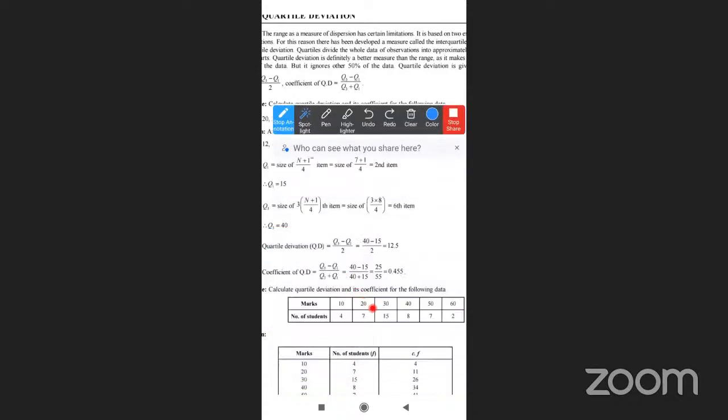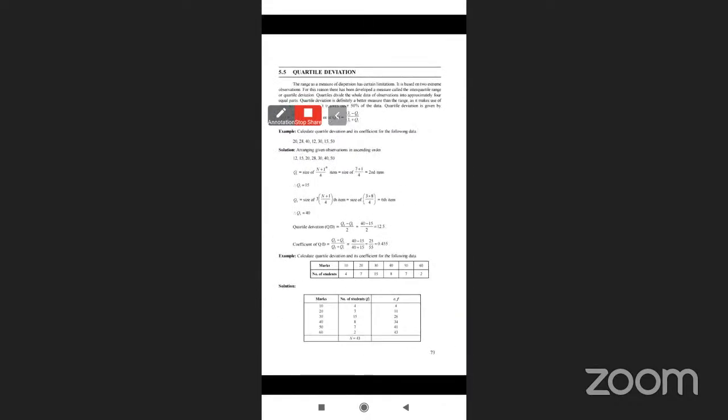Now coming to discrete frequency distribution: calculate quartile deviation and its coefficient for the following data. Okay, now see the problem. Solution: marks 10, 20, 30, and so on. Number of students 4, 7, 15, and so on, that is capital N equal to 43. You can check whether it is correct or not. First 4, next 4 plus 7, 11. So you should get 43.